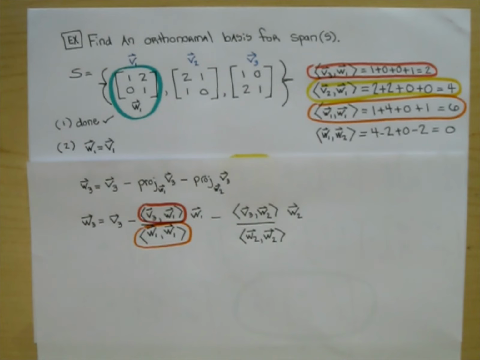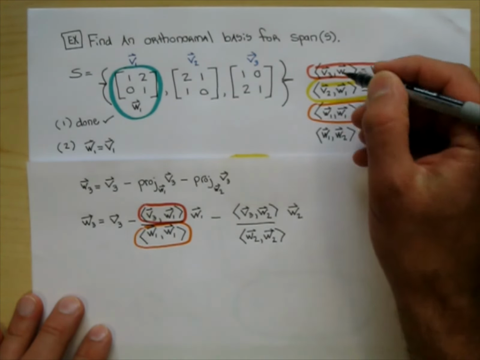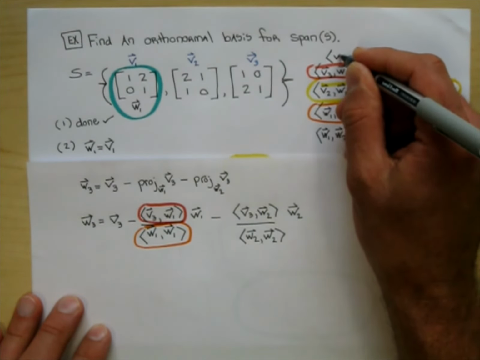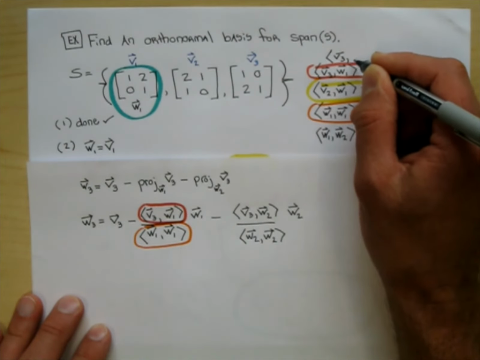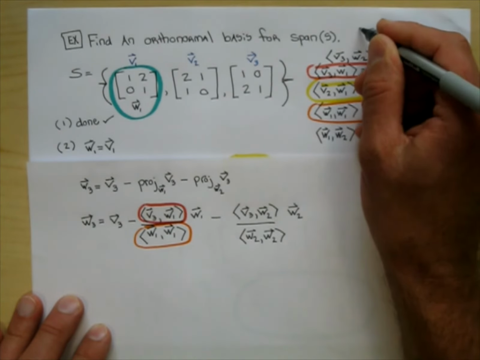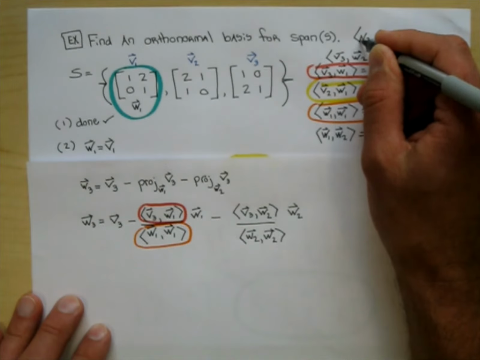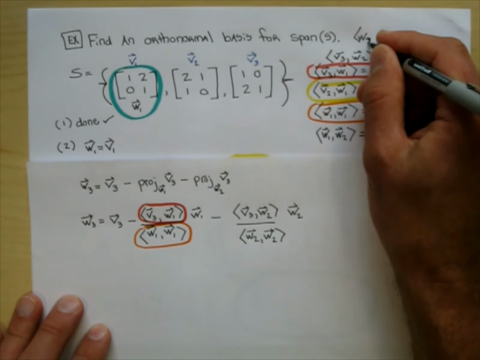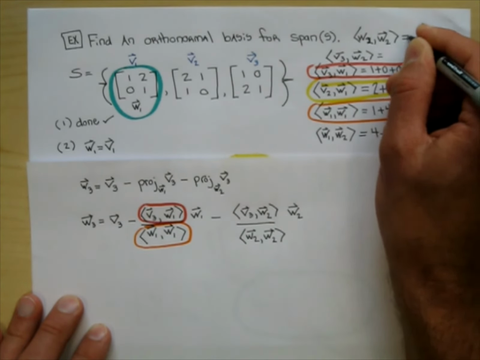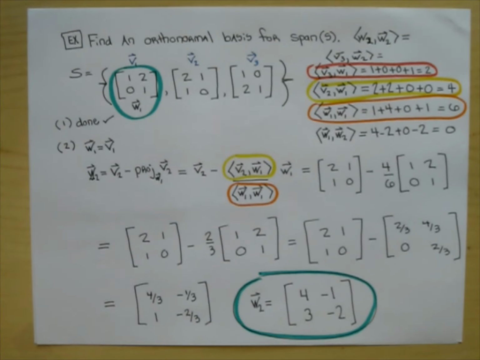Okay, what else do we need? We better put this one right here: a V3 inner product with W2, and a W2 inner product with a W2. So let's see what those are. Okay, we'll have to remove that.